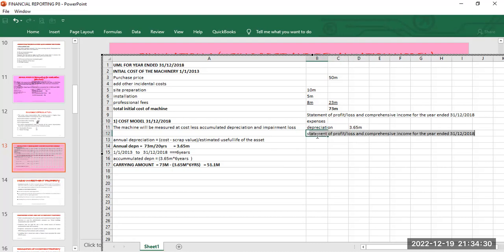And we look at the statement of financial position as at 31st December 2018. This is going to be under PPE. We can say machine or machinery. The other person can just say PPE, and you put the carrying amount of 51.5 million. And you are done. Those are the extracts they wanted.